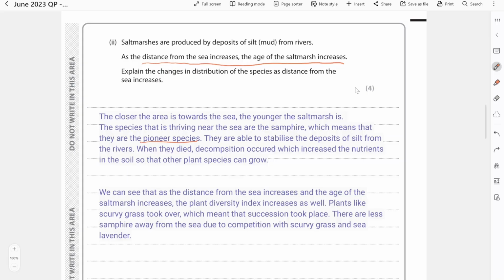In this case, we have the deposits of silt coming from the river, and that would create new land for them to colonize. So the samphire, they're able to stabilize deposits of silt from the river, and then when they died, you have the microorganisms that were able to decompose them, and when they decompose them, they released nutrients into the soil. When there's more nutrients in the soil, that means that other plant species can start to grow.